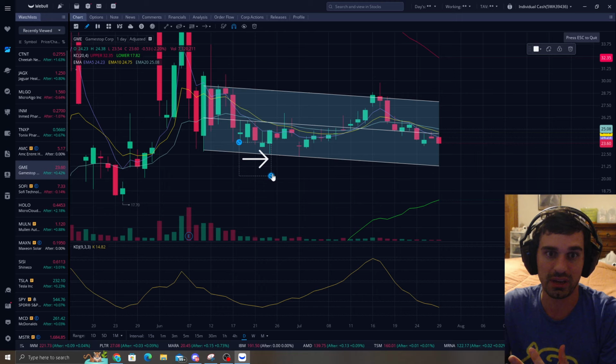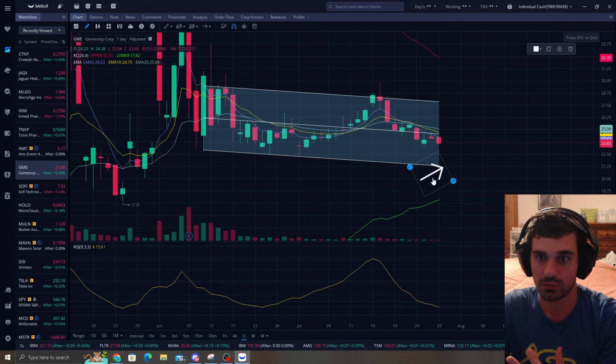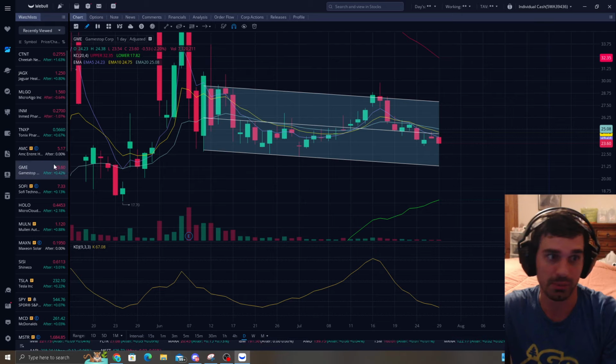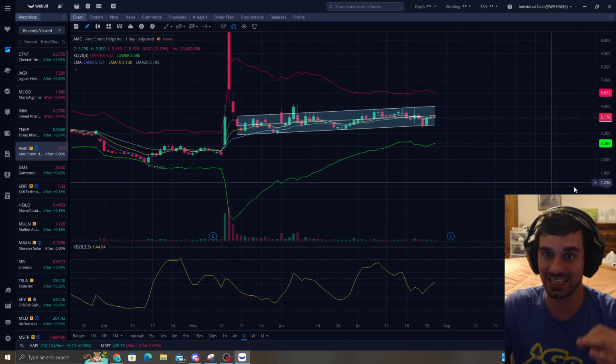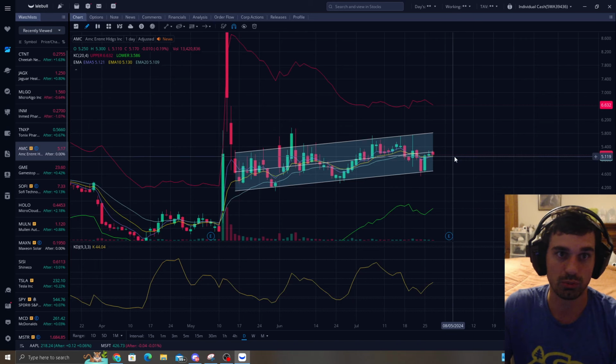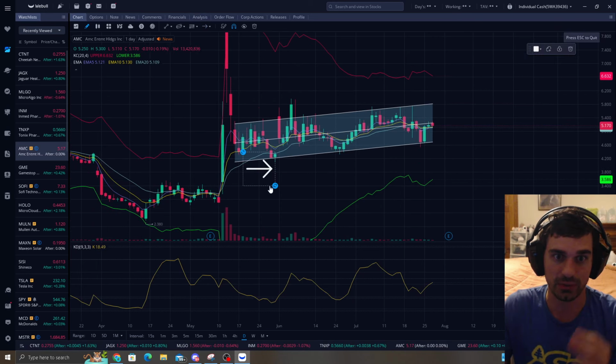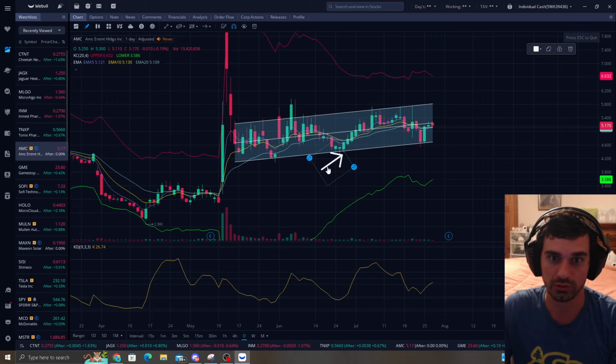If you really want to make conservative gains, buying GameStop at the lower trend channel is just a really good setup. Same with AMC. I like it even more. And I did take this one on the trade, and you can see right in here, we had the lower trend touches.